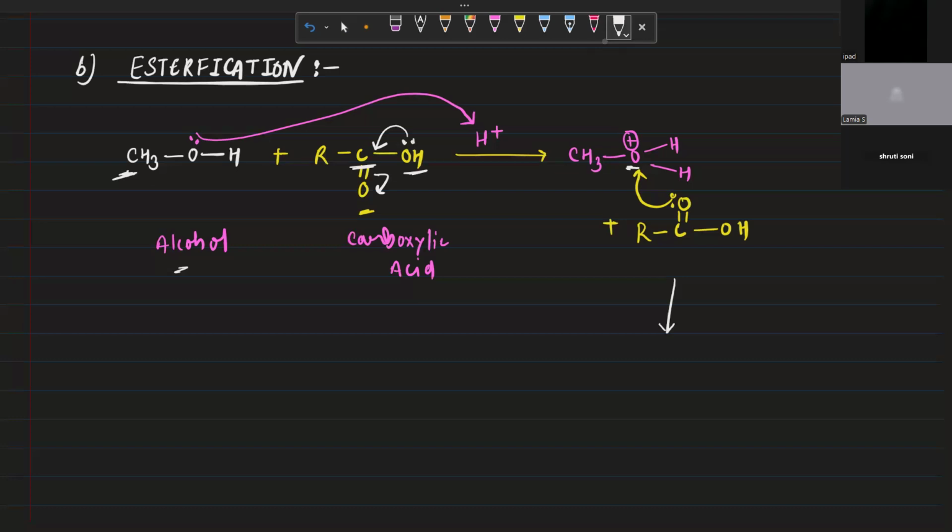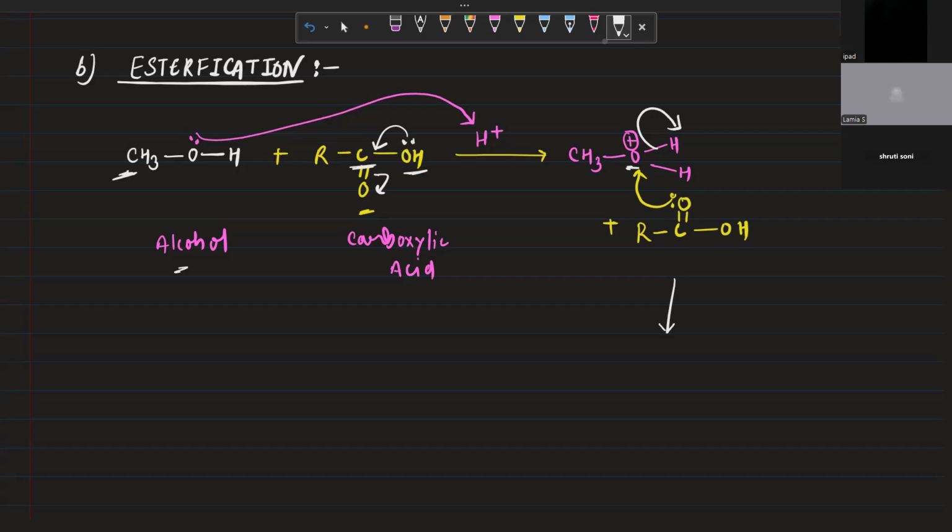Then after the attack, this bond will break, yes or no? Because how many bonds can oxygen form? Like the maximum number of bonds. How many? No, the maximum four, right? No, sorry. Yeah, two. Only two. In this case, the oxygen is forming three bonds now.